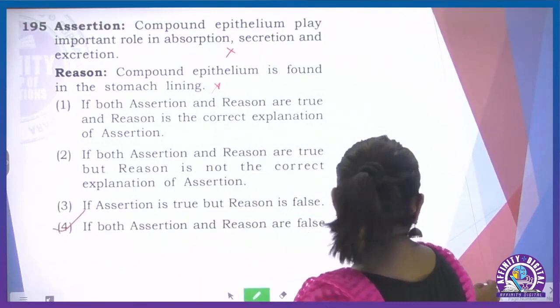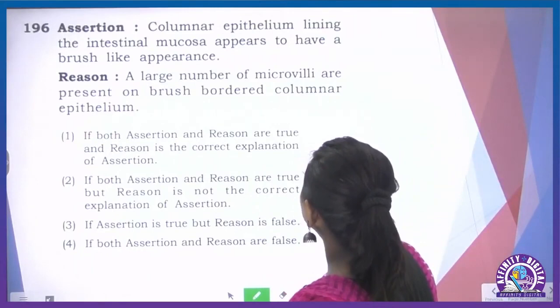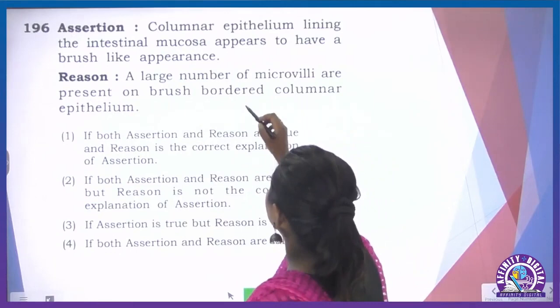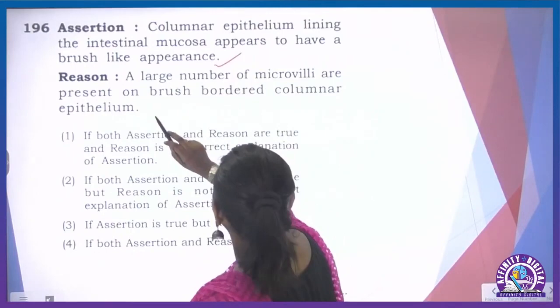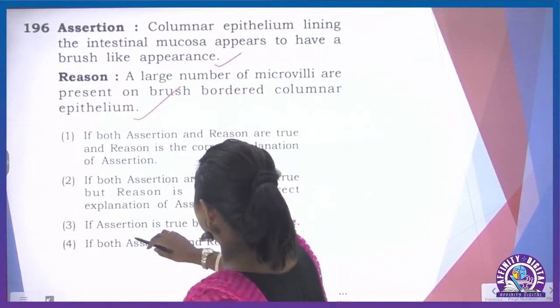Next, 196. Columnar epithelium lining the intestinal mucosa appears to have a brush like appearance, correct? Because a large number of microvilli are present on the brush bordered columnar epithelium. That is also true. Both the assertion and reason are true, and one explains the other.